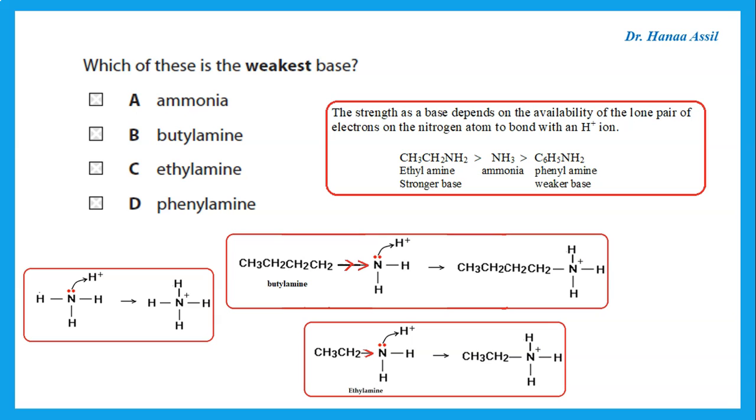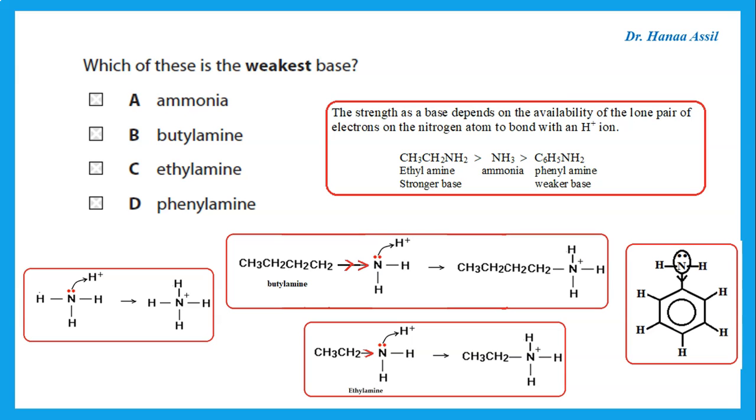The longer the alkyl group, the more carbons and hydrogens attached to the nitrogen, the more electron donating. And when it is electron donating, that means the lone pair of electrons on the nitrogen are available to make dative bonds with the H+ ions. Which one is more basic? Butylamine has a longer alkyl group. So butylamine is a stronger base than ethylamine, and ethylamine is a stronger base than ammonia.